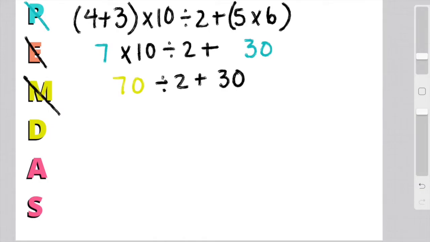Next would be division. So 70 divided by 2 is 35. So we're done with division. We can bring the 30 down, and 35 plus 30 gives us 65, which is our answer.